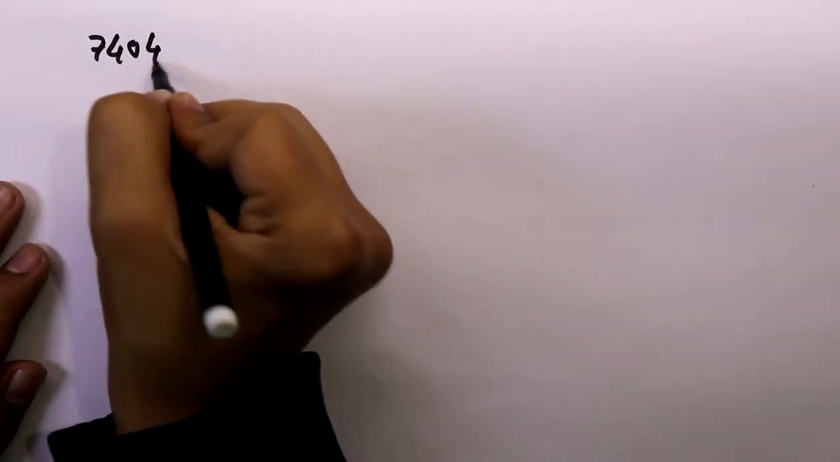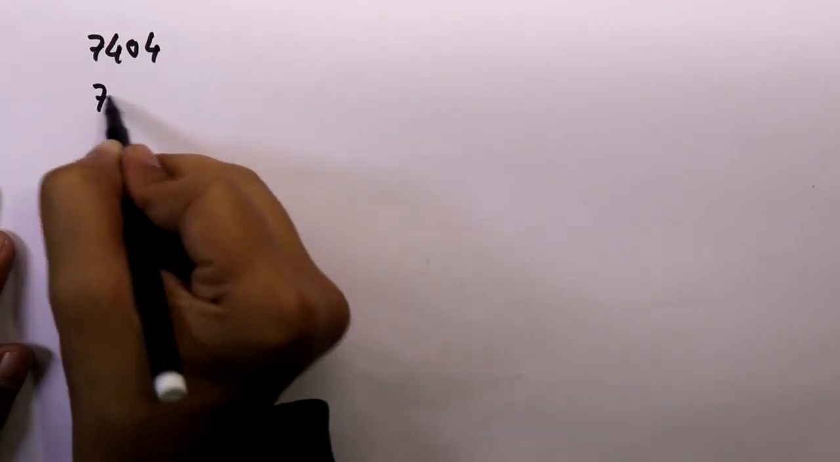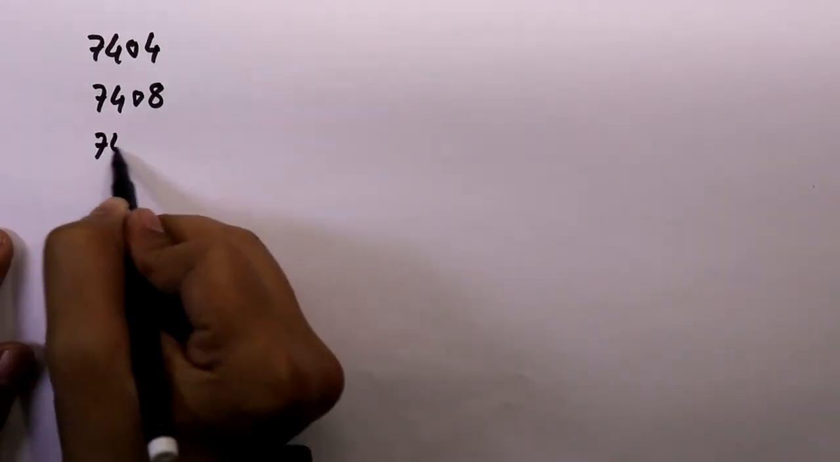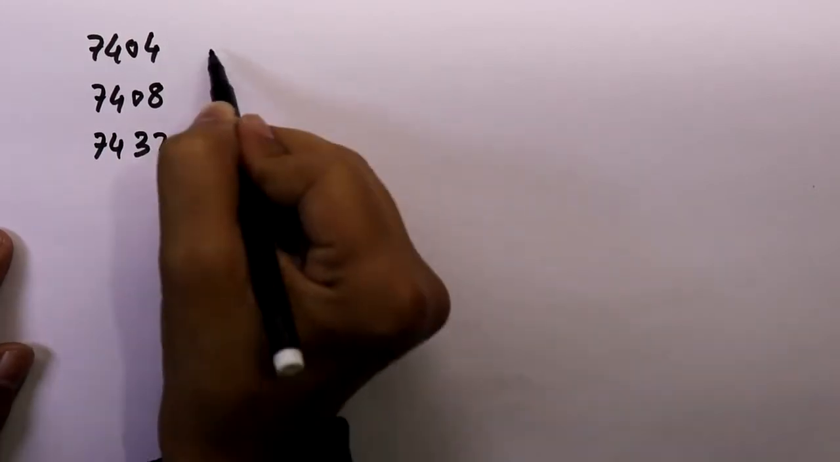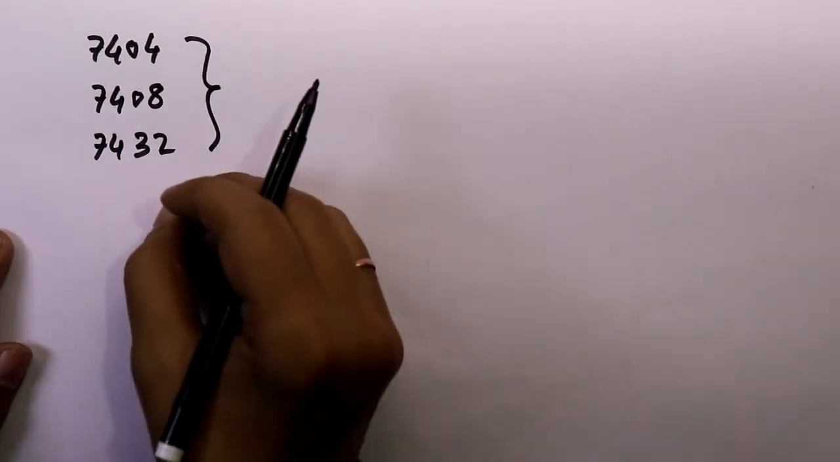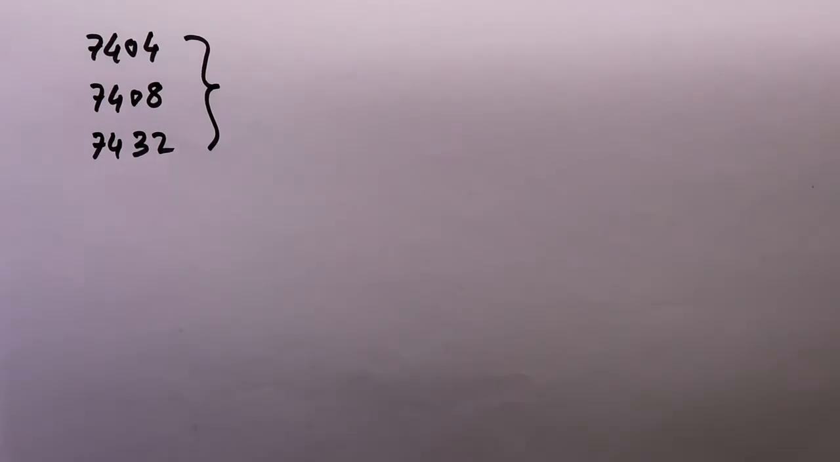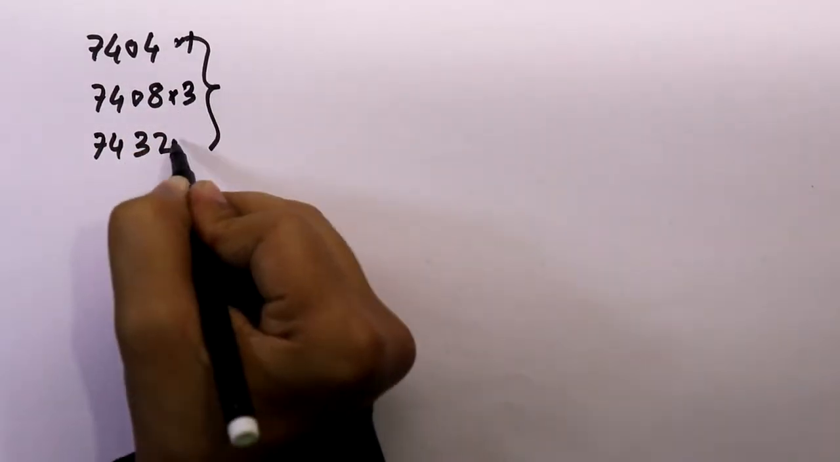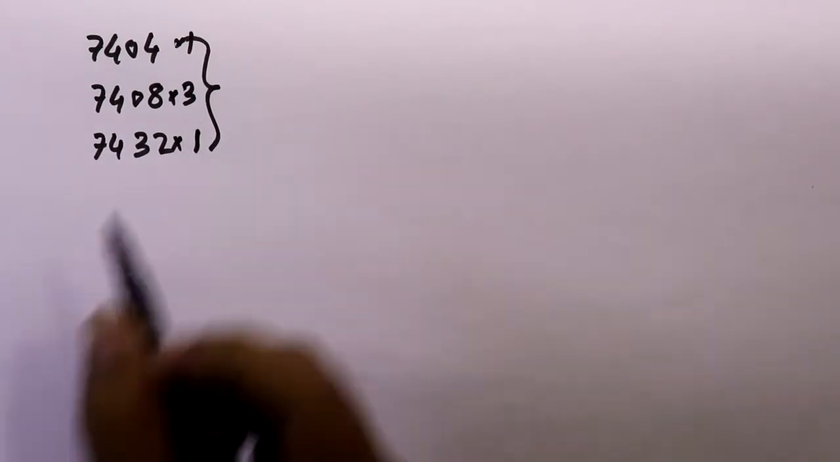In this circuit, the NOT gate I am going to use is 7404, the AND gate is 7408 and the OR gate is 7432. I have explained these 3 ICs in my previous video, and how to connect them on the breadboard I have explained in those videos. So this IC we need 1 piece, this IC we need 3 pieces, and this IC we need 1 piece.